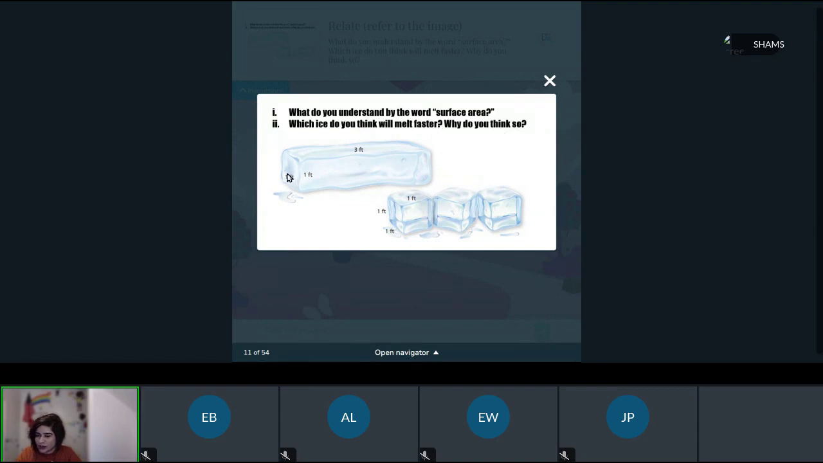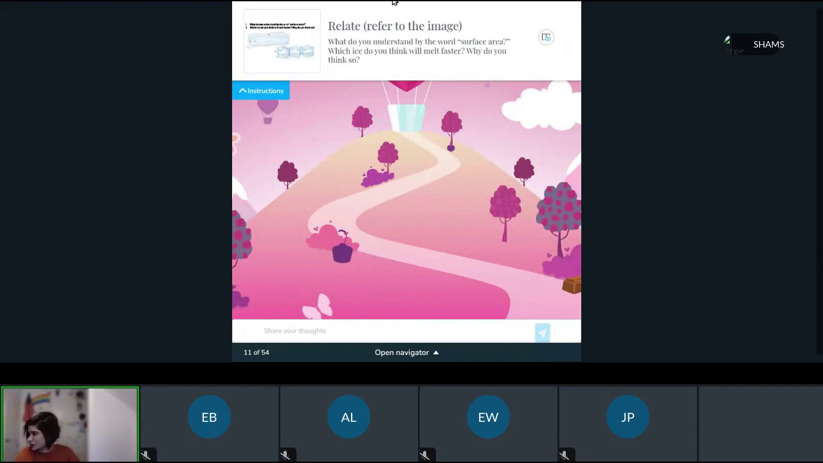There are 2, right? One is a longer slab, 3 by 1 by 1. The other ones are just smaller ice cubes, 1 by 1 by 1. Do you think the longer slab will melt faster, or do you think the smaller ones will melt faster? We want to see discussions from everybody. One original post. And then if you want, you can also post a comment on classmates' posts. Everybody get started. You definitely can use your resources. What do you understand by the word surface area? Then which ice do you think will melt faster? Why do you think so?